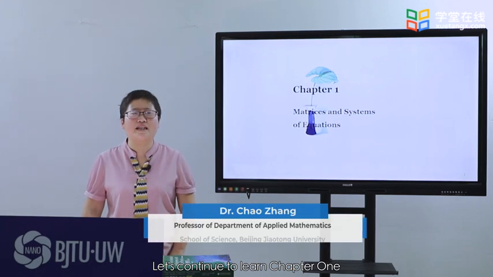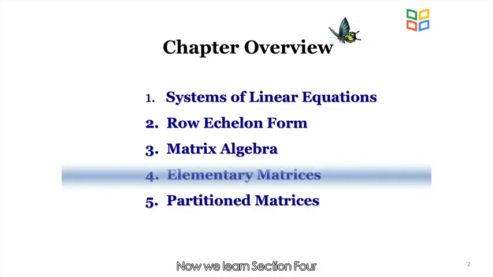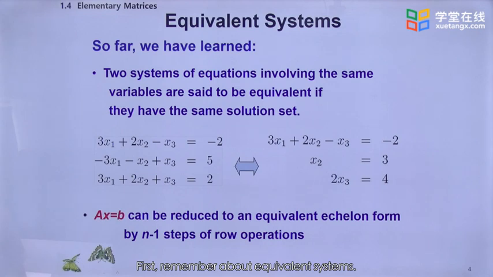Let's continue to learn Chapter 1, Matrices and System of Equations. Now we learn Section 4, Elementary Matrices. First, remember about equivalent systems.